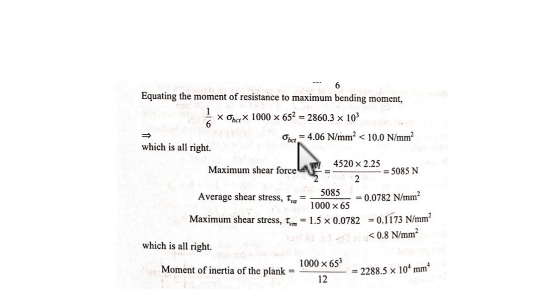The bending stress in compression or tension is calculated to be 4.06 Newton per millimeter square, and this comes out to be less than 10. The bending stress in compression for timber, sigma BCT, is 10 Newton per millimeter square, so it is less than the permissible value. So it is all right. It is safe in bending.